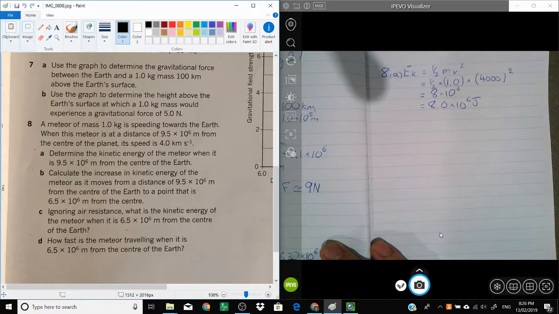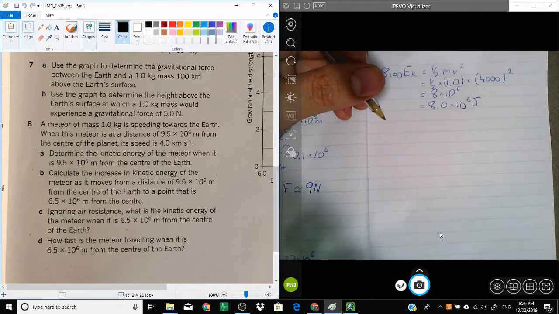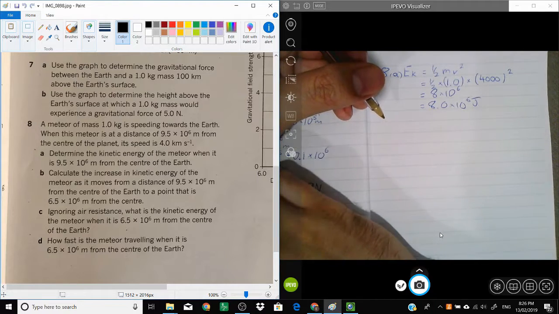Calculate the increase in kinetic energy of the meteor as it moves from a distance there to the center of the Earth, a point there to center. We're moving from 9.5 times 10 to the 6 from the center of the Earth to a point that is 6.5 times 10 to the 6 from the center. Now, we can't just assume that this is a change in height with a constant g, unfortunately. So we're going to have to do this in terms of energy.